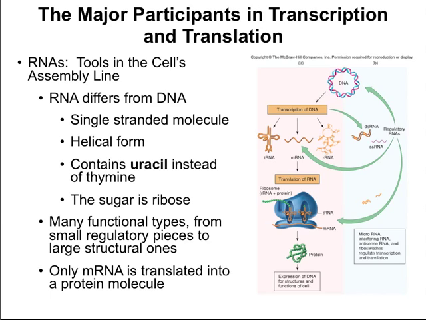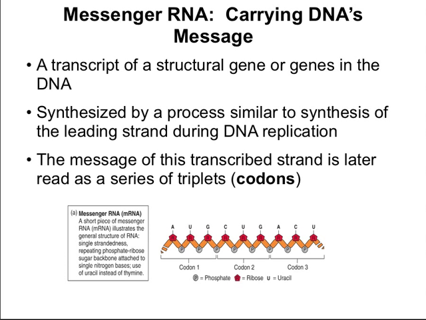Let's look a little more closely at messenger RNA. Again, recall that messenger RNA is the RNA that carries DNA's message to the ribosome. It's a transcript of the structural genes or other genes in the DNA, and it's synthesized by a process similar to the synthesis of the leading strand during DNA replication. We'll look at it in more detail shortly. The message of this transcribed strand is later read as a series of triplets or codons. You can see these codons exhibited down here in the figure below. One codon is 3 nucleotides long or contains 3 nitrogenous bases.